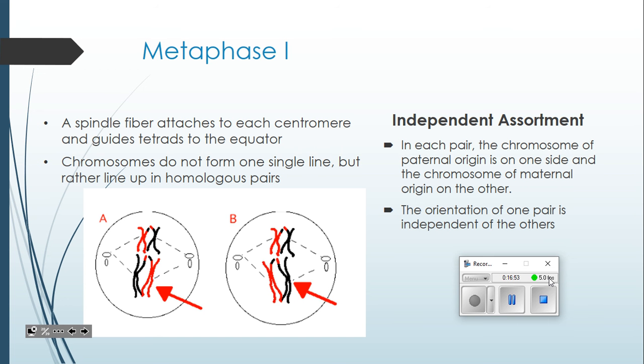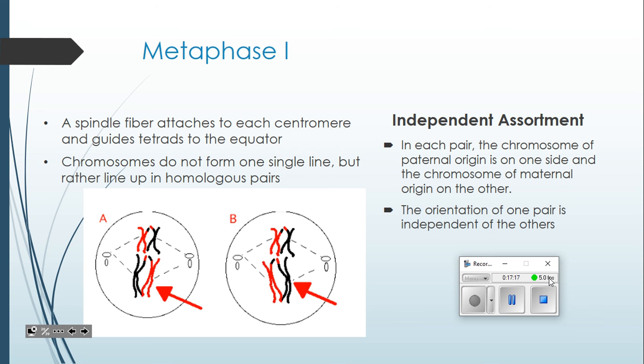So one time a cell might go through meiosis and all the red ones will be on one side. Another time it might be half and half. Another time it might be two red ones on one side and then all the red ones on the other side. So it's very random how the chromosomes line up in terms of which part of the pair is on which side of the cell.